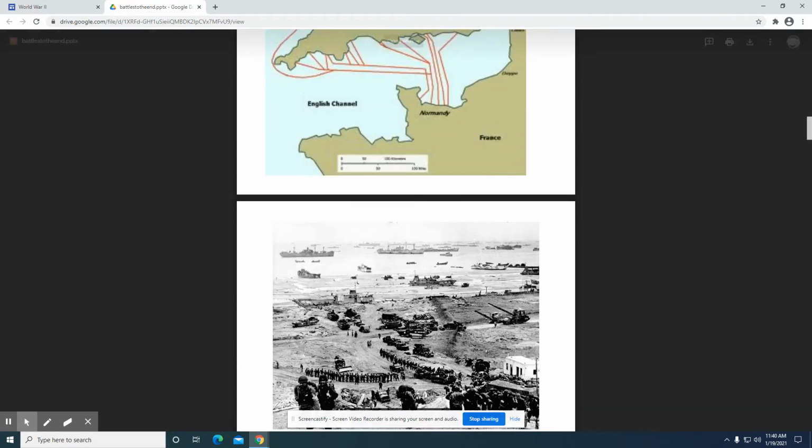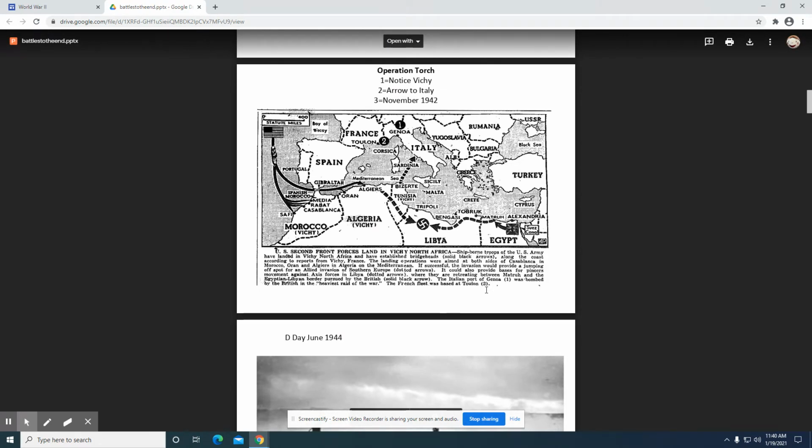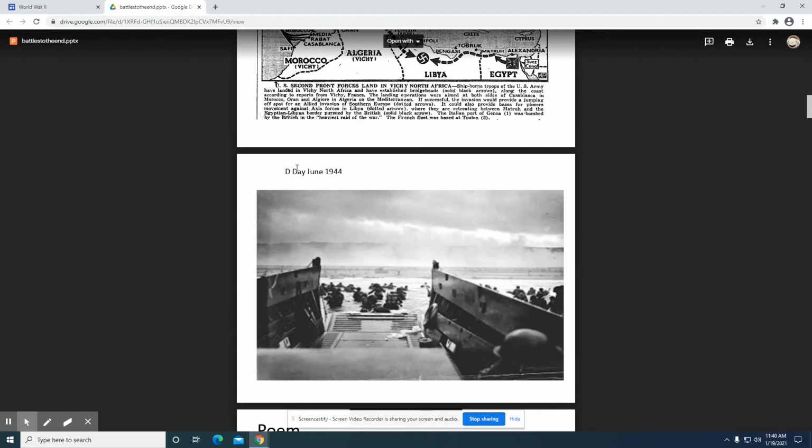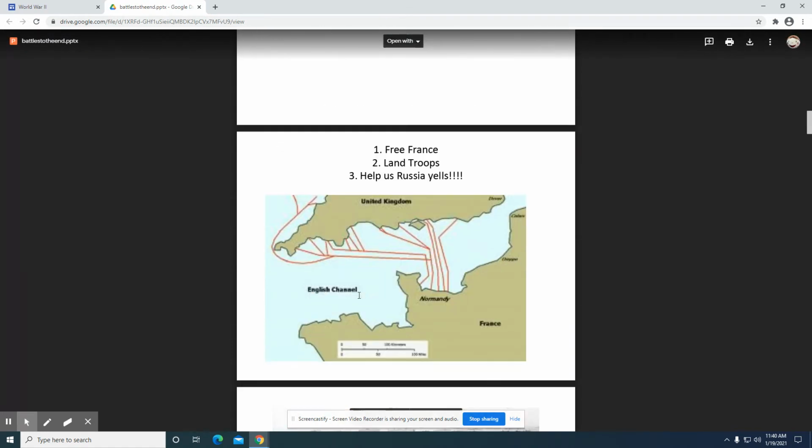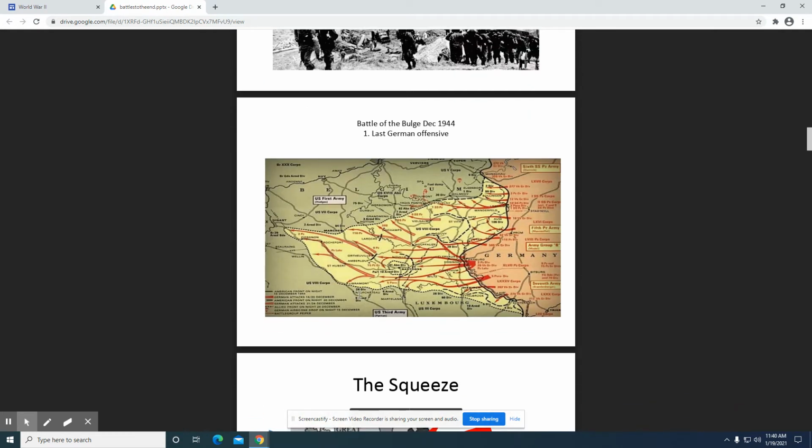So I've already gone over two. We have the Normandy invasion. We also have Operation Torch. Keep in mind, D-Day and the Normandy invasion, we will be talking about the same thing. Battle of the Bulge. The significance of this particular battle is it's the last German offensive. That's key. Last German offensive.